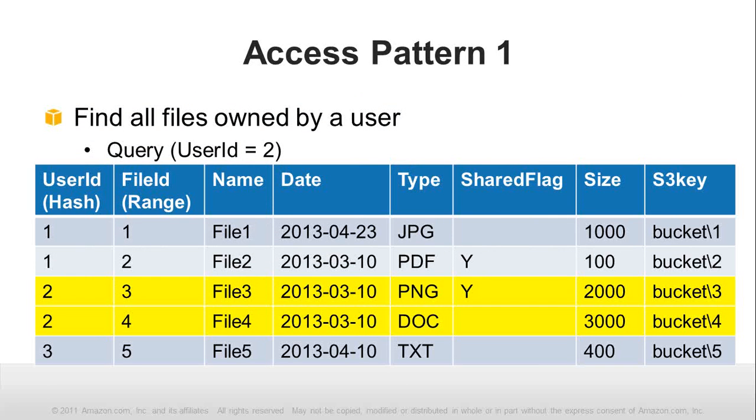So let's assume you're querying to find all the files owned by a user. For a specific user, you want to look up the user ID in the users table, which I haven't shown here. Let's assume the user ID is 2, and then you basically say, query the table where hash key equals 2, and then don't specify the range key. In which case, the yellow highlighted records would be returned by DynamoDB.